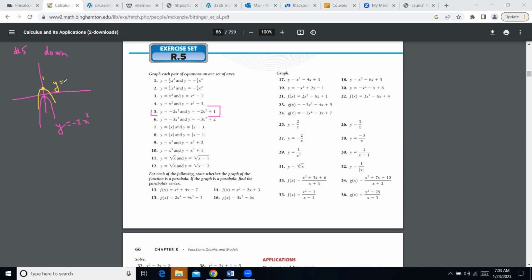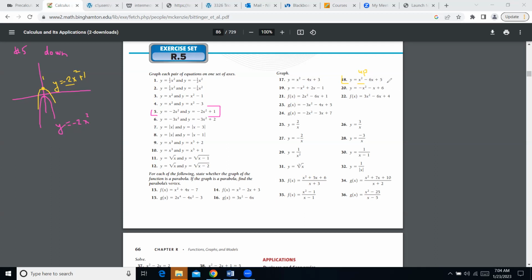Exercise number 18. Thank you for refreshing my memory. So let's see how this is going to be done. In exercise number 18, we have a parabola that opens upwards, right? Why is it opening up? Because the x squared has a plus sign. In the previous example, I had a negative 2, but now we have a parabola that opens up.